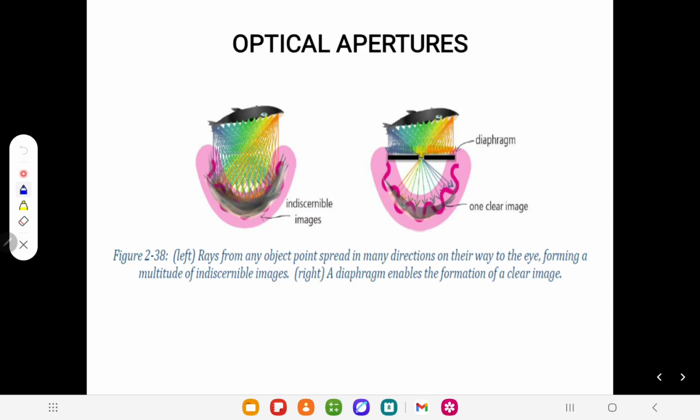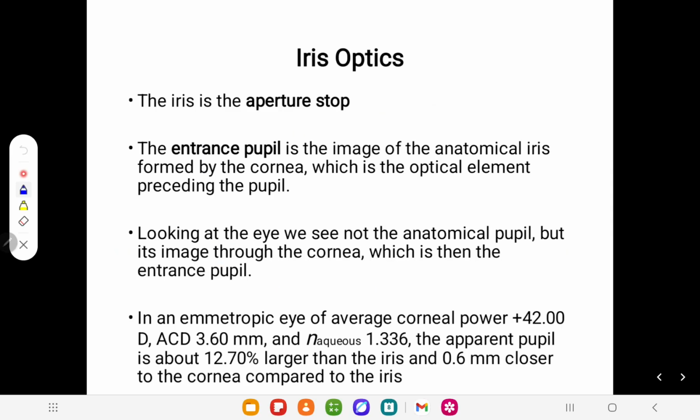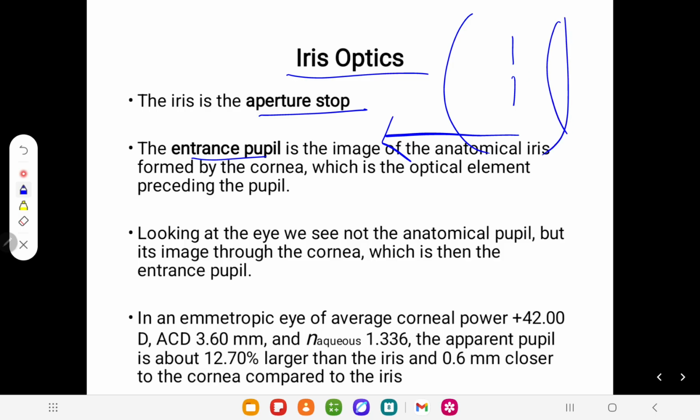So aperture, optical aperture, which means the pupil. If the pupil is dilated, then all the light comes in and the image gets blurred. But if the pupil is small, then the image is sharp, isn't it? That's very important. So iris optics: the iris is the aperture stop. The entrance pupil is the image of the anatomical iris formed by the cornea, because as I have discussed, the image of an aperture stop formed by anything in front of that aperture stop is the entrance pupil, and the image of an aperture stop made by anything behind it is the exit pupil, isn't it?